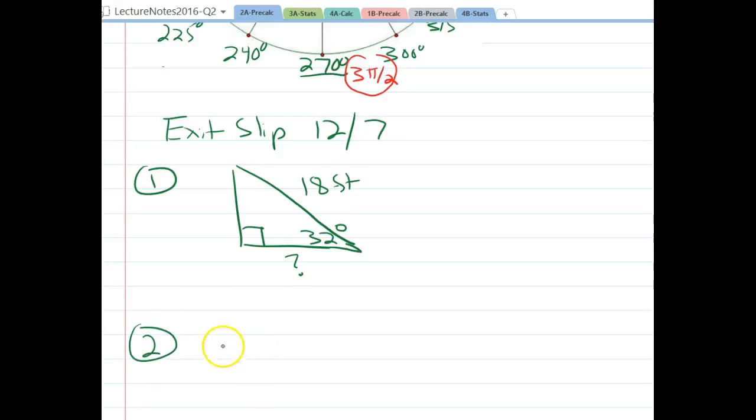Okay, and then secondly, I'm going to give you another triangle. Up here, this is going to be 50 degrees, and this is length 5 centimeters, and I want you to find the question mark side right there. Okay, that is your exit slip.